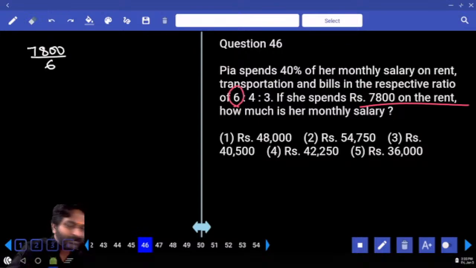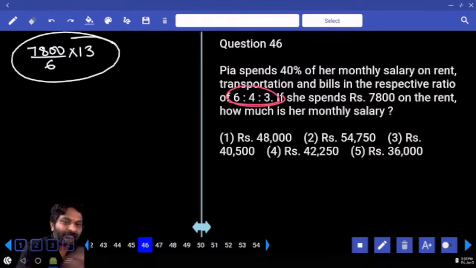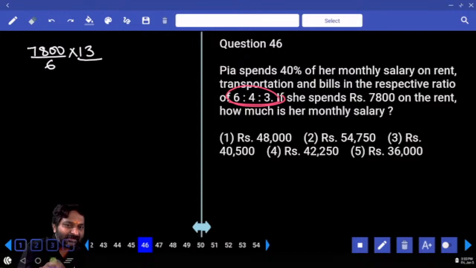How much? Now how much is the total money spent on rent, transportation, bills? 13 parts will be equal to that into 13 only. Okay. And what percentage is this? Then 1% value is equal to that divided by 40. Now we need 100%, so into 100. Come on. 6, 13, 100 times. 13 into 13, 169.